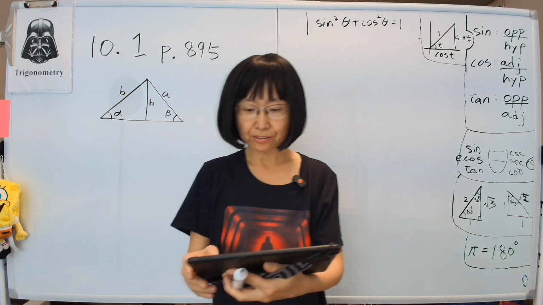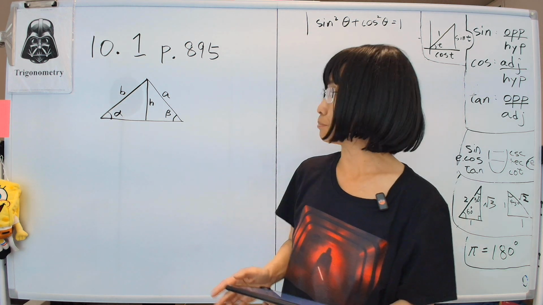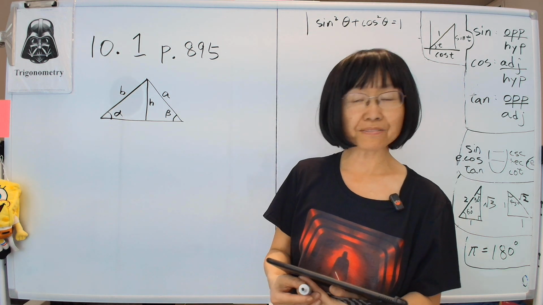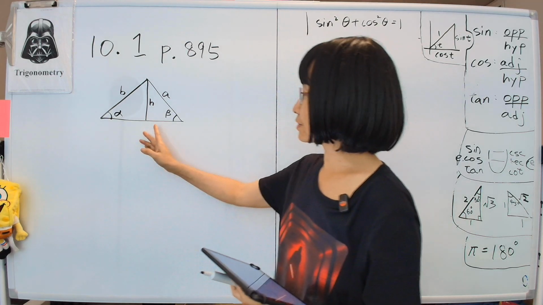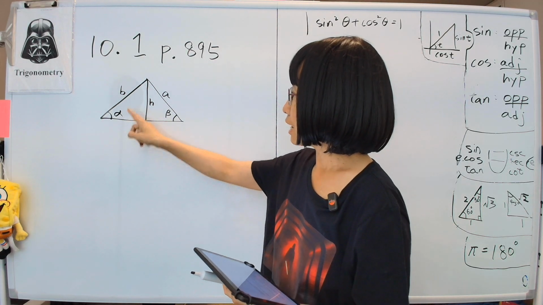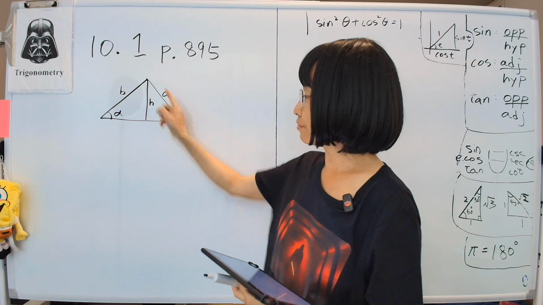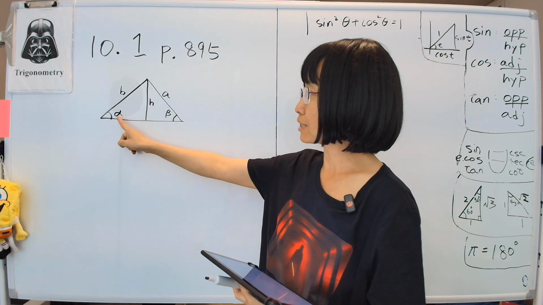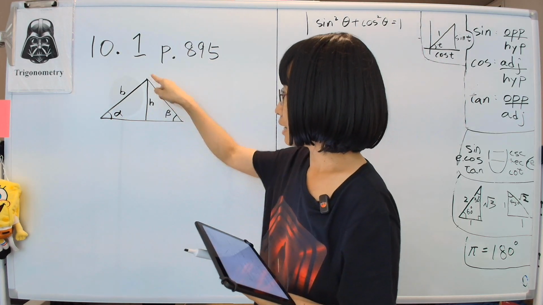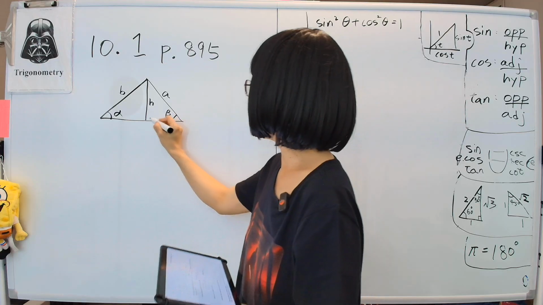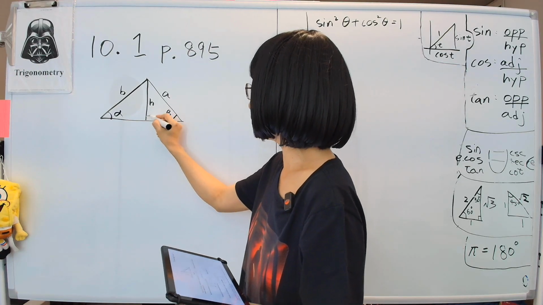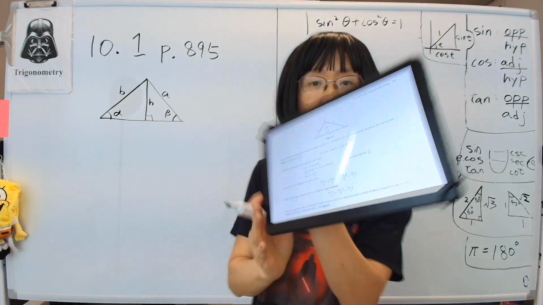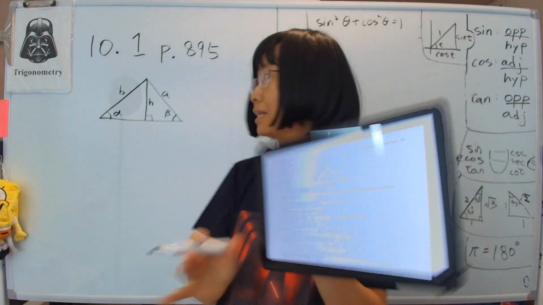Today we are going to do chapter 10.1, which is the law of sines. Now to prove the law of sines, here's what we're going to do. I have drawn a triangle here. It has two angles at the bottom, alpha and beta. It has a height, which means this is a right angle triangle. This picture is also in your book that I'm repeating here.